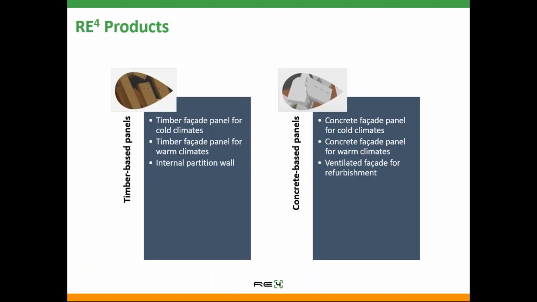Let's go now to the RE4 project. 6 panels designed within the RE4 project have been analyzed. 3 timber-based panels, being the timber facade panel for cold climates, timber facade panel for warm climates, and internal partition wall. And 3 concrete-based panels, being concrete facade panel for cold climates, concrete facade panel for warm climates, and ventilated facade for refurbishment. They have been compared with common reference panels on the European market with the same functional performance, such as structural and thermal performances.